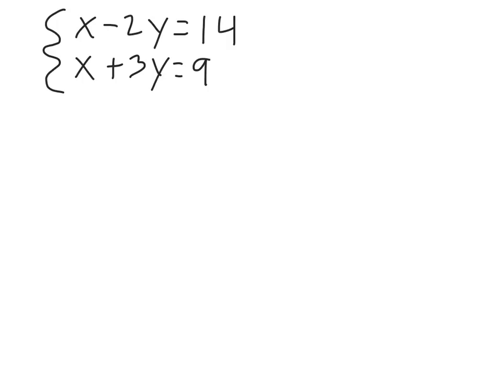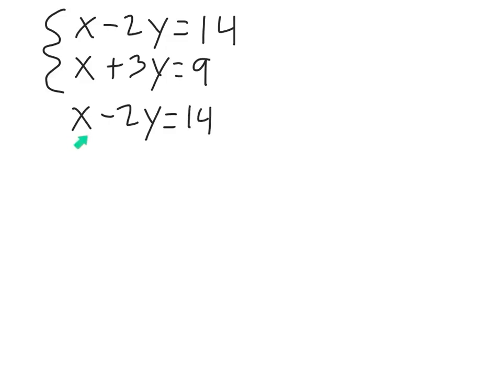Both of these, notice, have just an x here, so both of these will be the easier ones to solve. We want to solve for x. Sometimes you might end up solving for y, but in this case, x is easier to solve for. Either of these equations will work, it doesn't matter which. I'll just go with the top one. So rewrite the top equation, and we say x minus 2y equals 14.